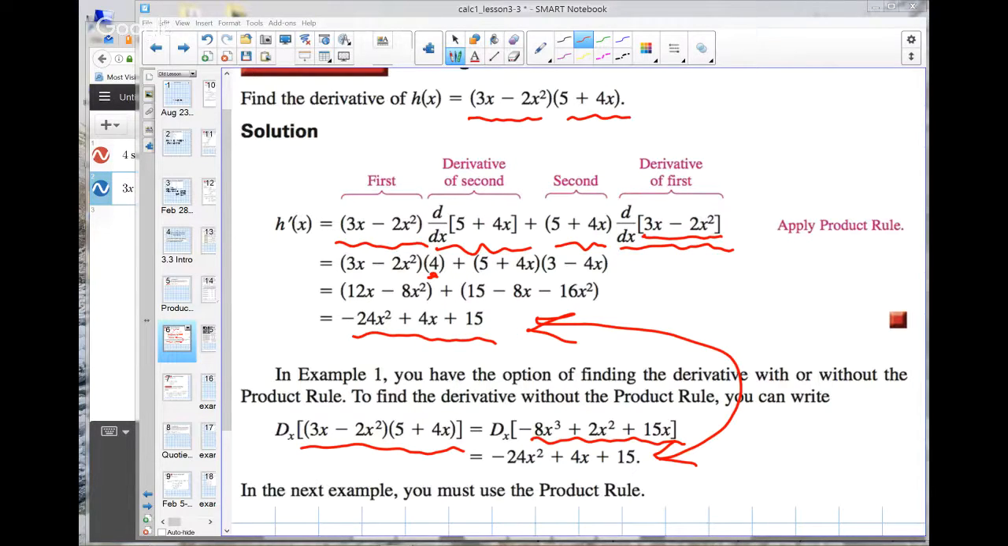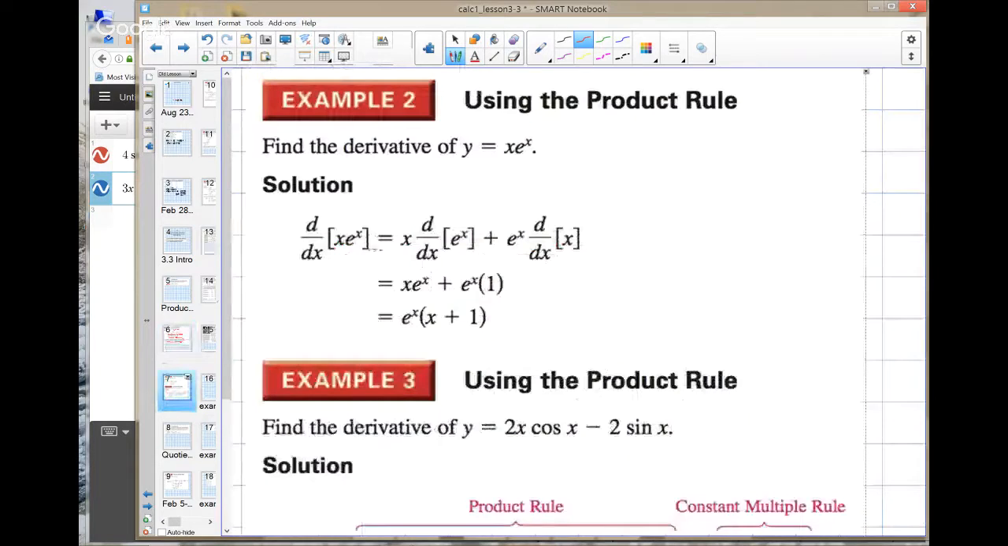Now, you notice what it says on the very bottom there? In our next example, you have no choice. You have to use the product rule because you can't multiply them out. So that's what we were trying to warm you up for. So let's look at this next example. Look at example 2 at the top there.